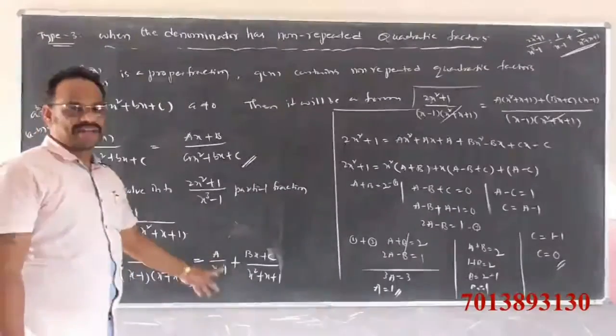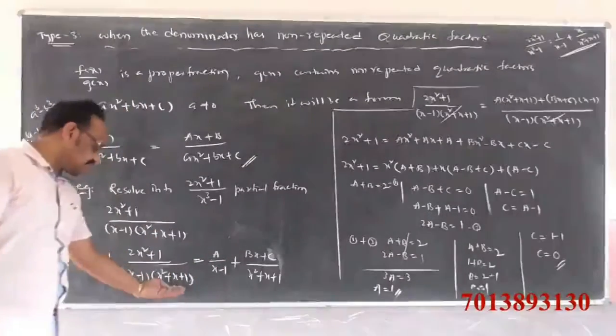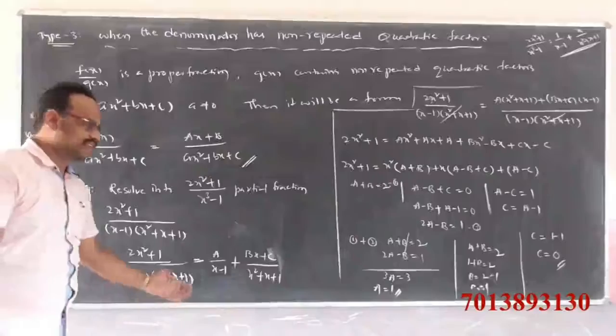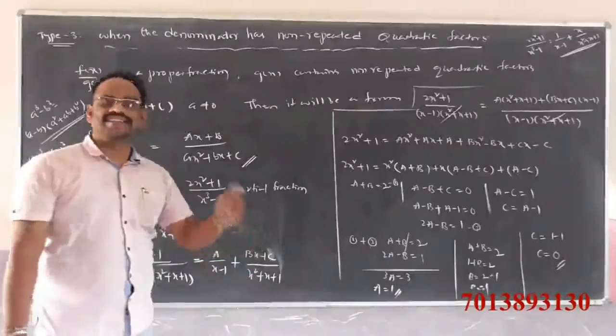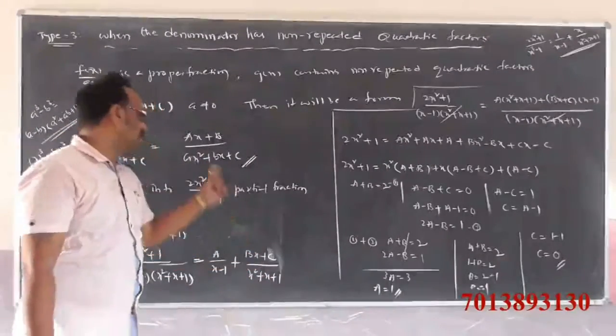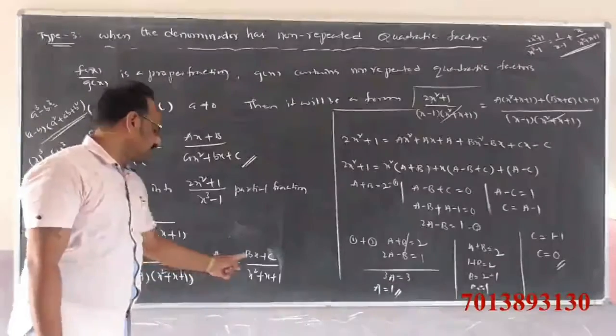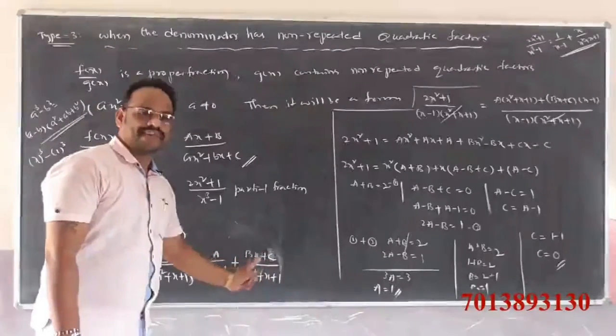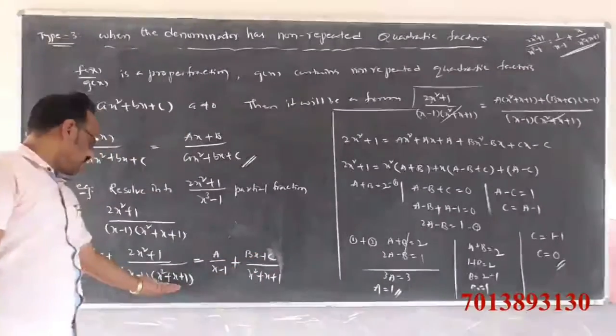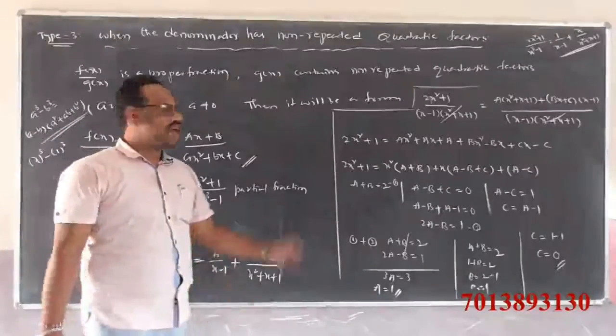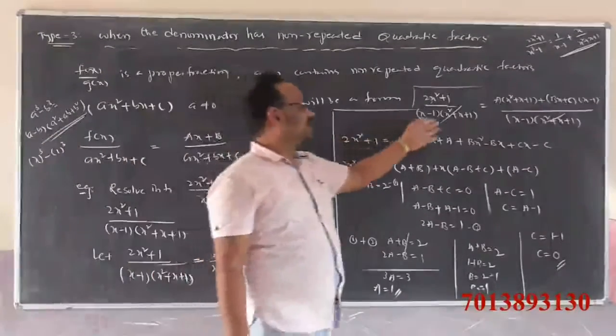So that's why A by x minus 1 plus... it also has quadratic factors. Quadratic factor means the numerator is a linear factor, so this can be written as ax plus b. How do you calculate? Take bx plus c, by x square plus x plus 1, which is the quadratic factor. If you do that, we get this one.